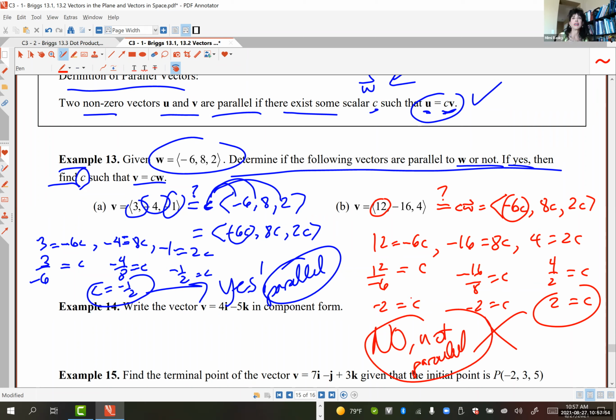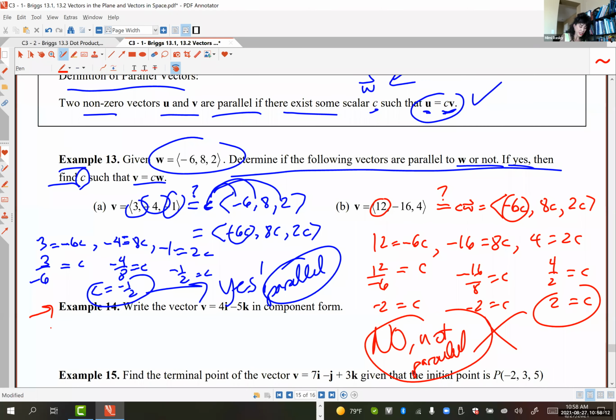It's not a bad thing. It's good to know if they're parallel or not. These 2 aren't. Okay, we're done talking about parallel for now. It'll come up again in the future, but now you know the quick and dirty way to figure out if 2 vectors are parallel or not: if they're scalar multiples.